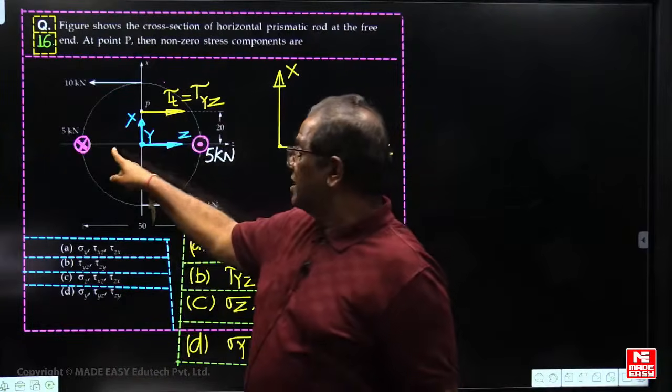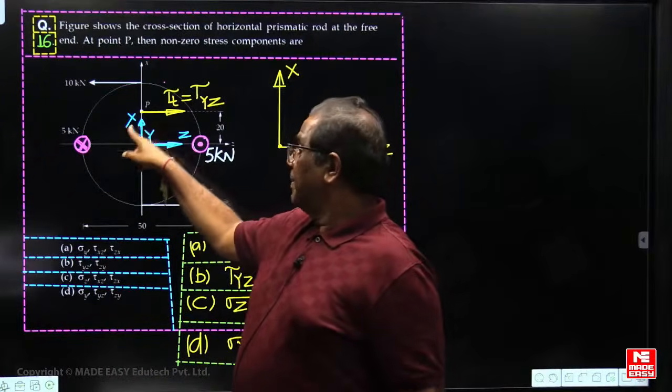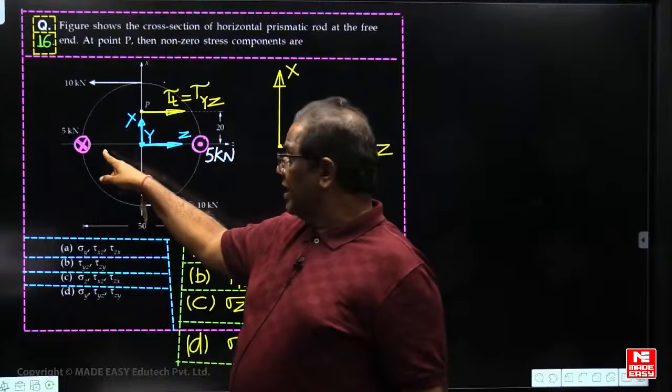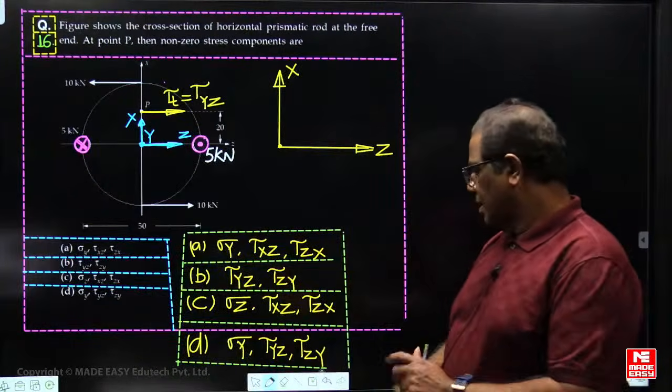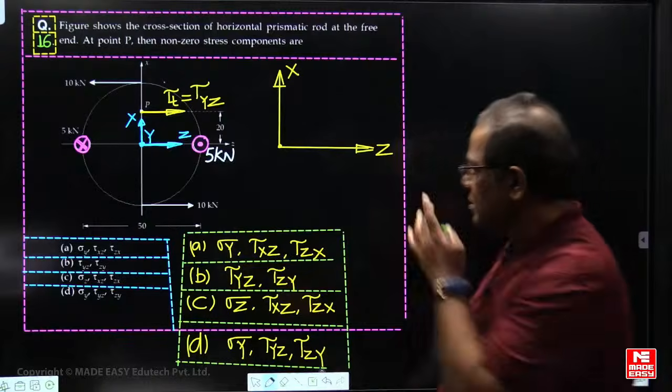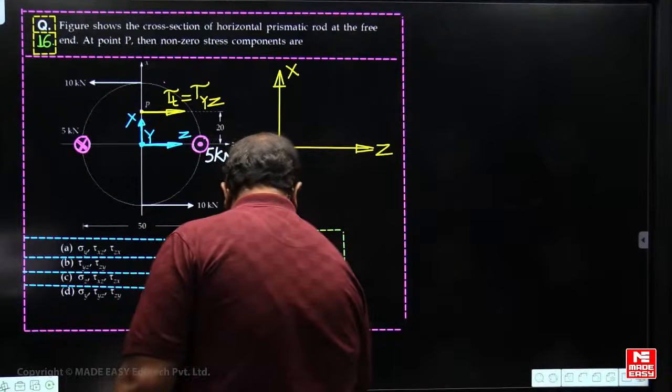By chance, if this point is given here, P is here at the end, when P is given on the HCA, then what is the answer?